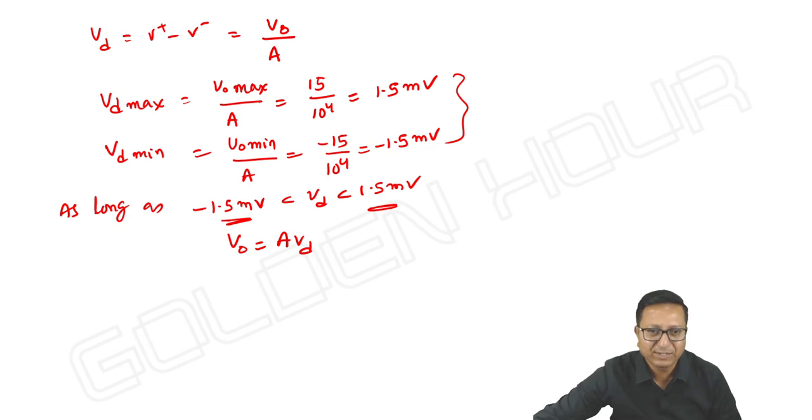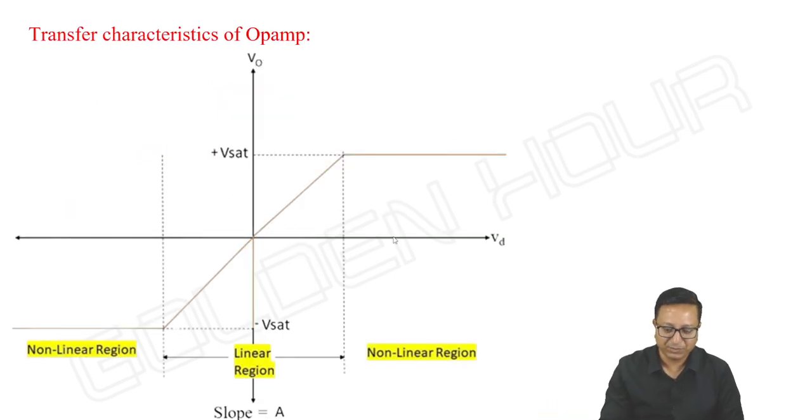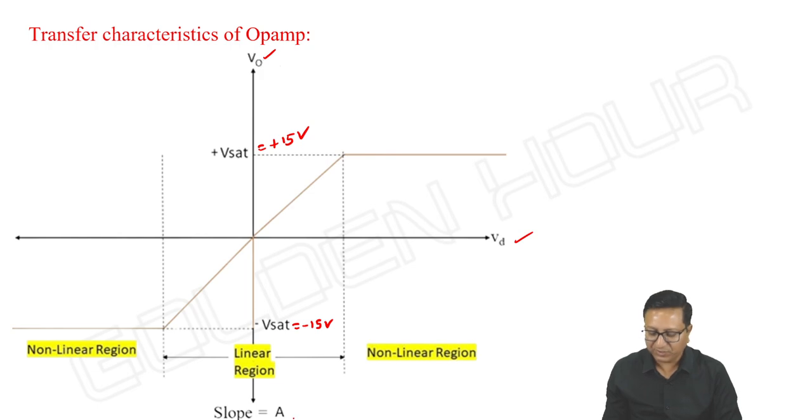So now consider the transfer characteristics of op-amp. I am writing it like this. Transfer characteristics means it's a graph drawn between output and input, V output to VD. And V saturation, how much is it? Plus 15 volts, and minus V saturation is minus 15 volts. And how long do you use this equation? Slope is equal to A.